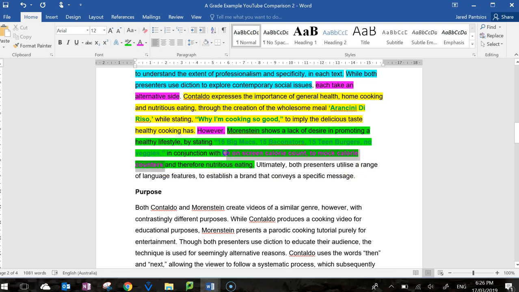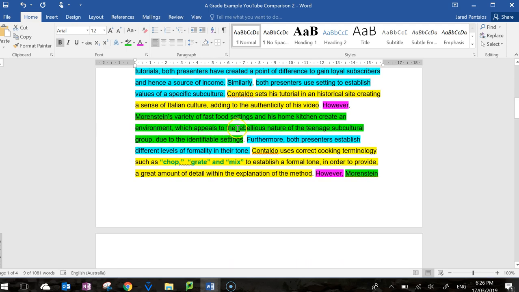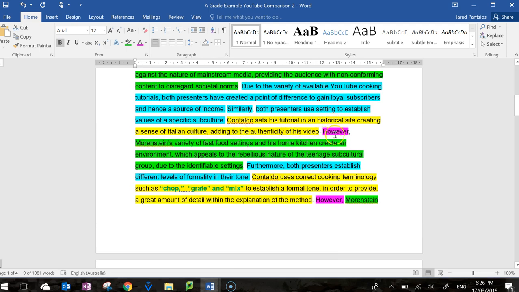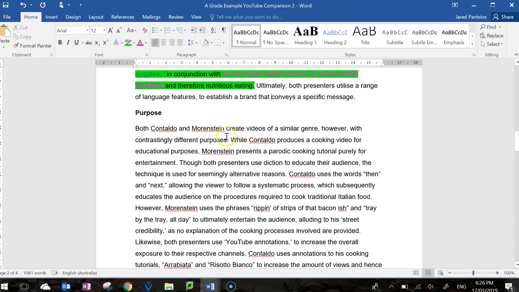If there was more discussion on form in however you say his name, Gennaro's, which to an extent there is, because there is setting, they could have referenced setting there, but that's a great concluding sentence. Let's move on to purpose.